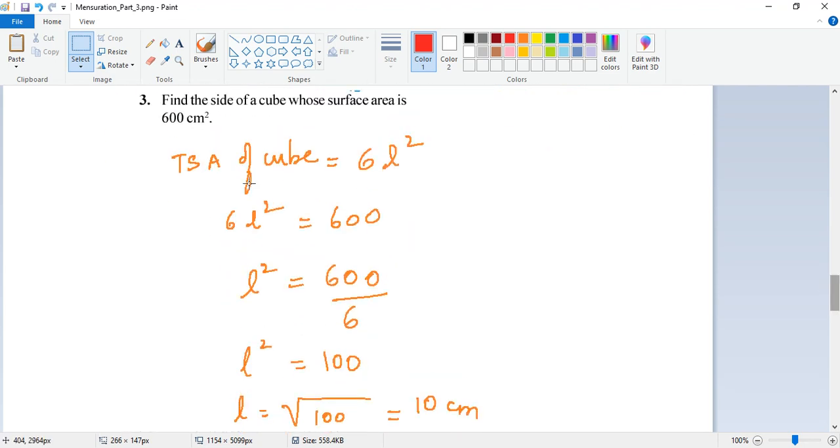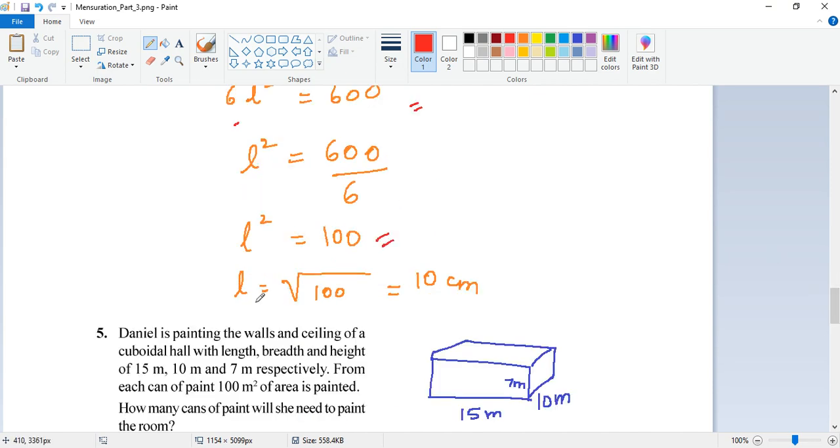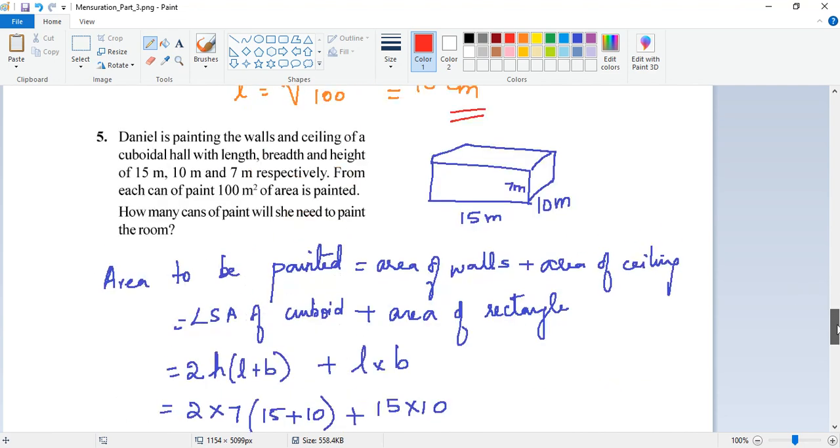So the total surface area of a cube formula, we know that it is going to be 6L square, right? So this 6L square is actually 600 given to you. So L is what they are asking you. So L square is 600 divided by 6. So L square is going to be 100. So L is going to be square root of 100, which is 10 centimeters. That's the side.